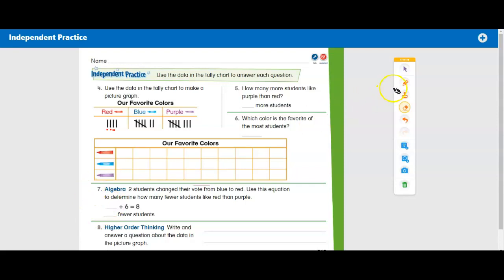To answer number 7, you will need to use your picture graph. Number 7 says 2 students changed their vote from blue to red. Use this equation to determine how many fewer students like red than purple. It says blank plus 6 equals 8. Write the answer that would go in the blank.